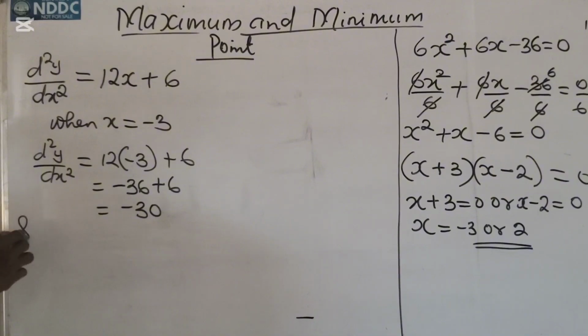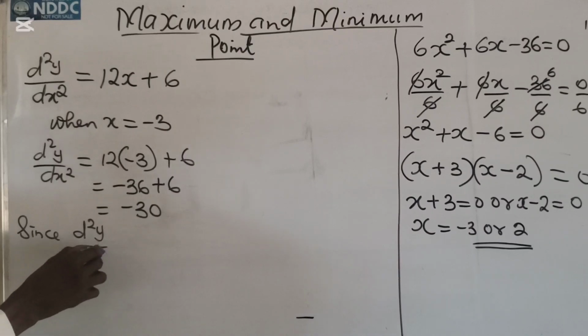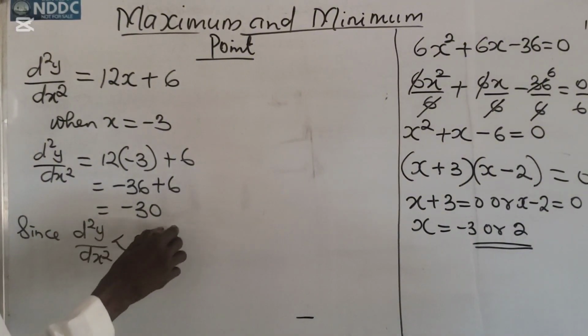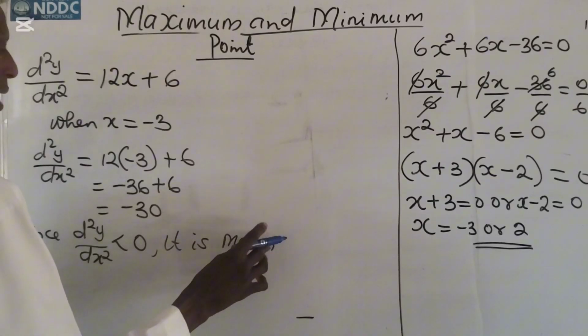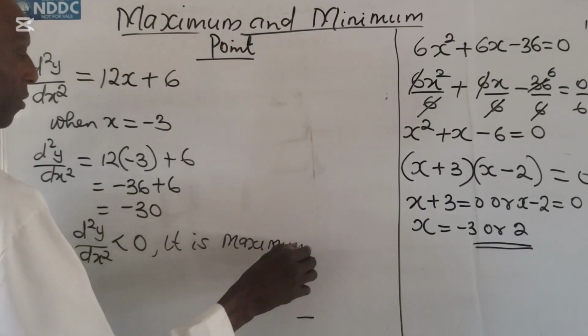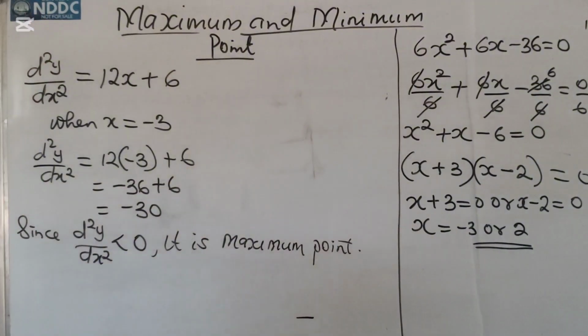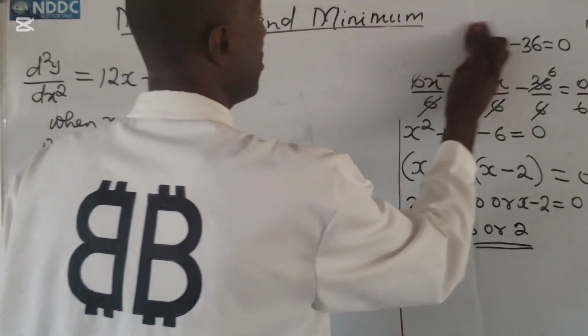Now, since d squared y over dx squared is less than 0, because minus 30 is less than 0, it is a maximum point. Since the second derivative is less than 0, it is a maximum point.